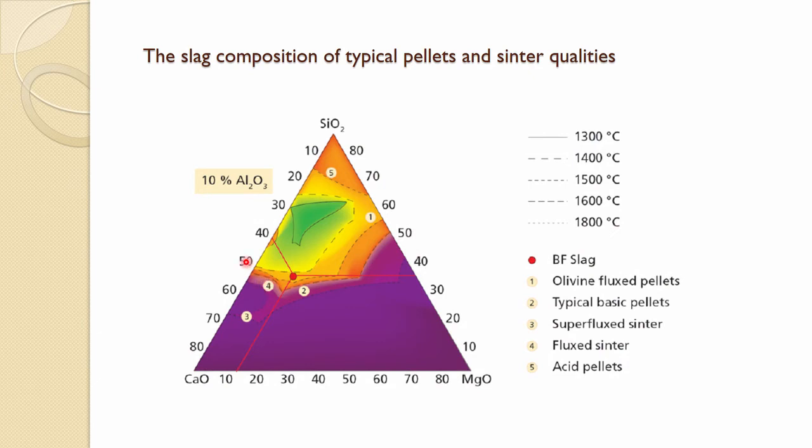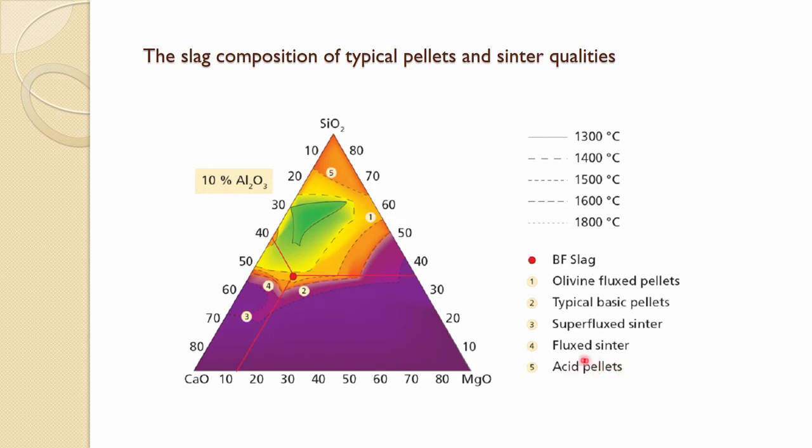So, you have about 50% or less lime in that, and again MgO is not that much, 5% plus, and your SiO2 is about 35% or so, and this temperature is in the range of 1700 to 1600, the liquidus temperature for this flux sinter. And also sometimes we have acid pellets which are used for a special purpose when we need it.